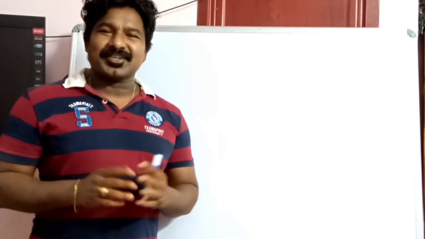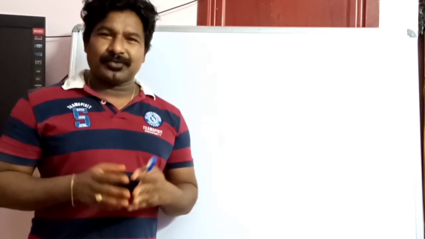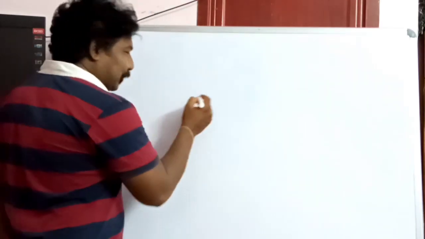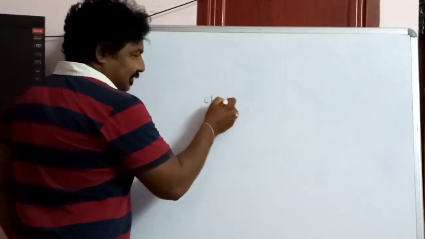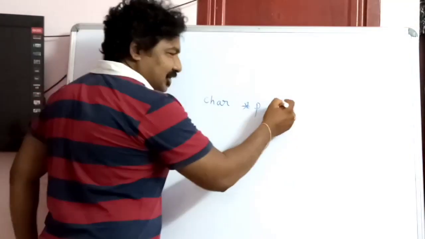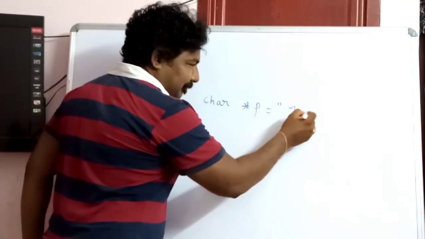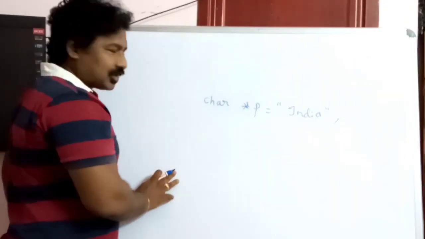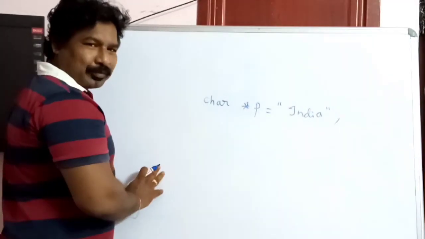Let's discuss another important concept from C language, that is the relation between strings and pointers. We have already seen how you create strings by using pointers. A string can be created by using a character pointer. You can declare a character pointer like this, char star p, and you can initialize it to some string. This is how you can create strings using character pointers.